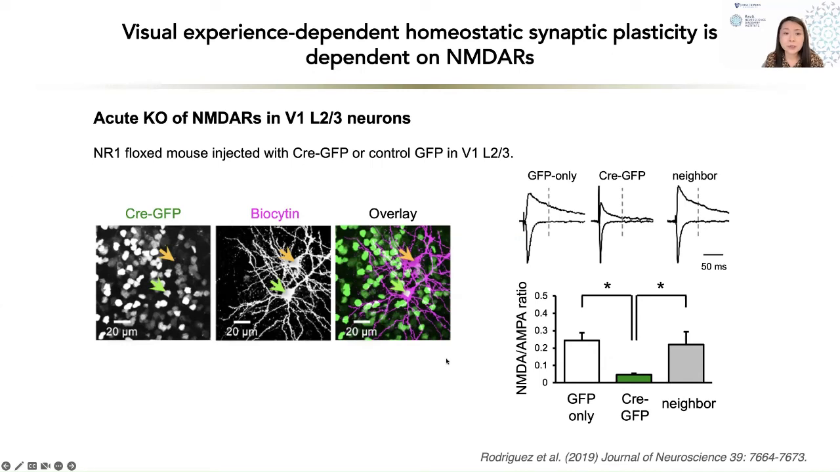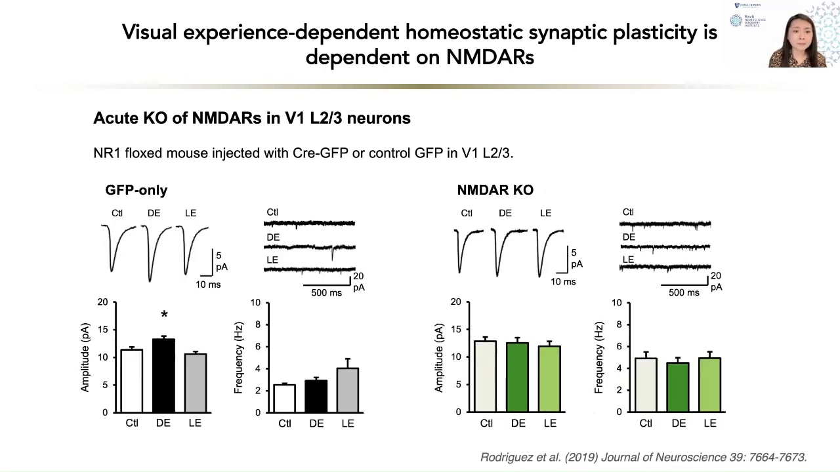So this is a very acute way to knock it out. The Cre is injected about 2 to 3 days before the experiment, so we don't have the long-term consequences of not having NMDA receptors.